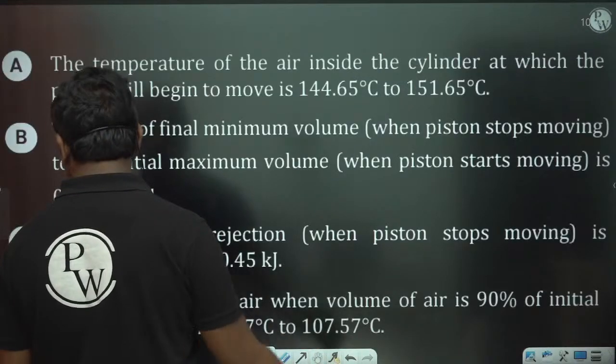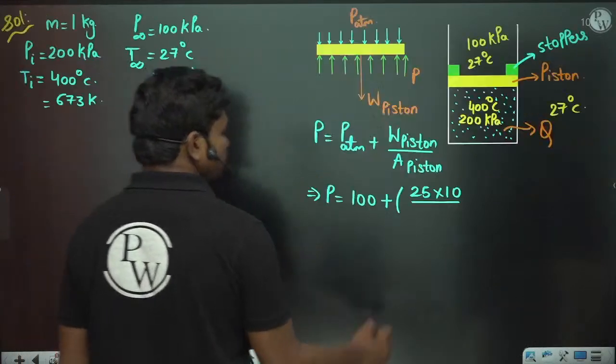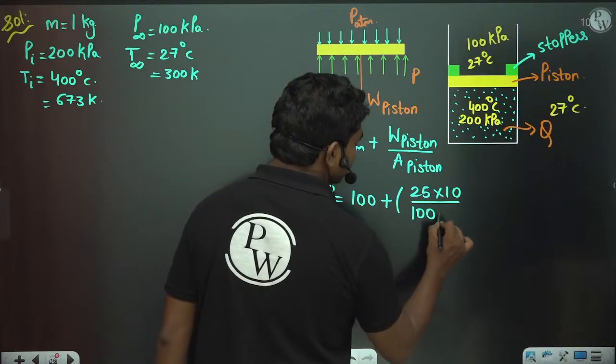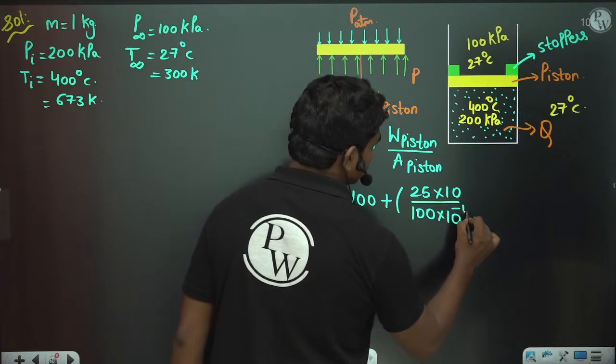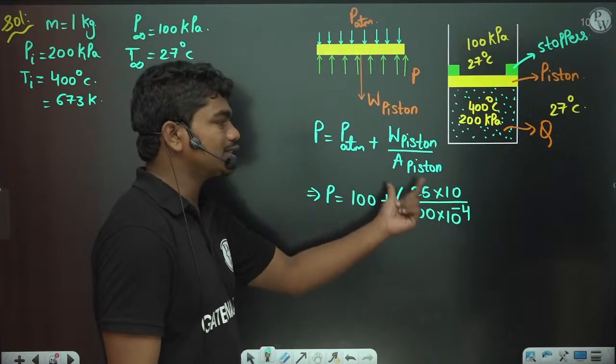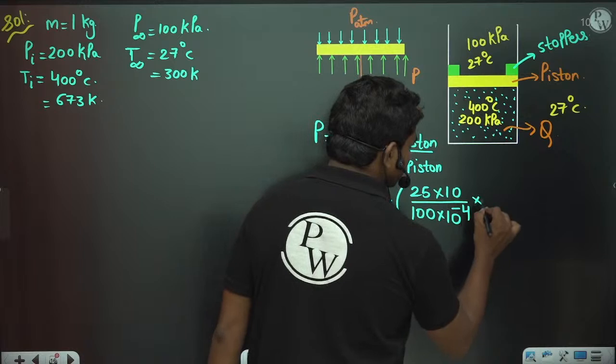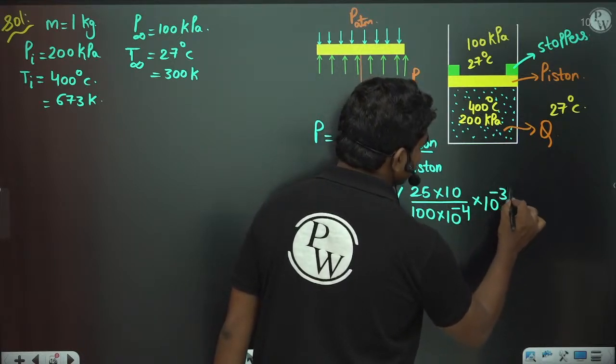So what about the area, cross sectional area again? Cross sectional area is 100 centimeters square. So 100 centimeters square is nothing but 10 power minus 4 meter square. 1 centimeter square is 10 power minus 4 meter square. So this is weight by area, which is in pascals, but this is in kilopascals. So if you want to convert this to kilopascals, you have to multiply by 10 power minus 3.